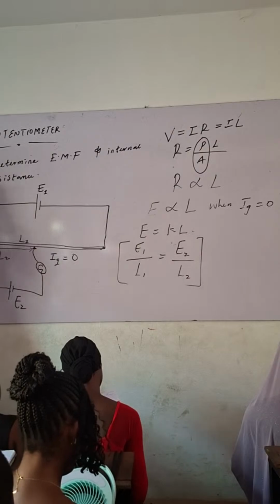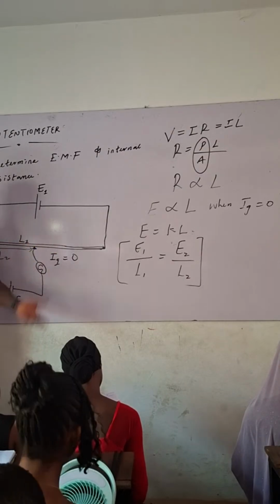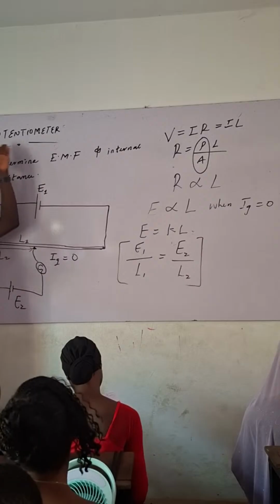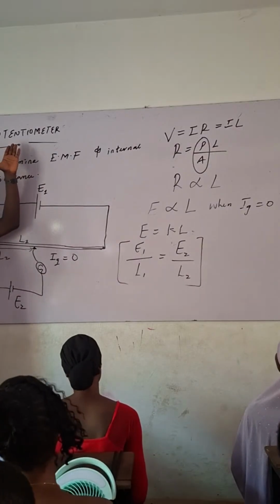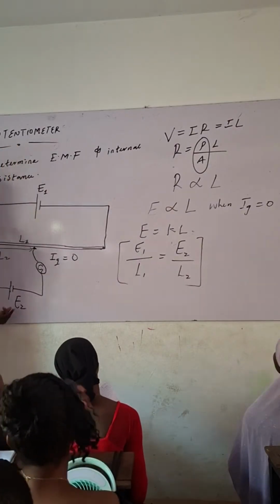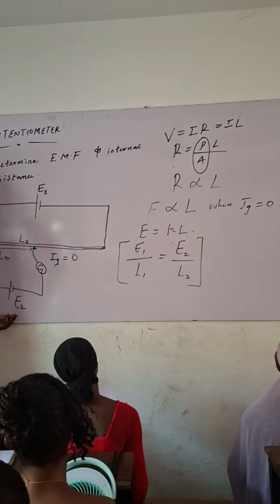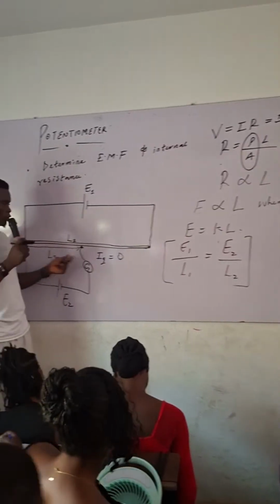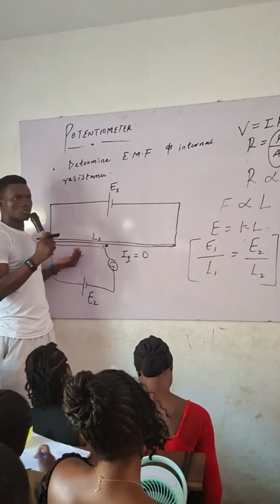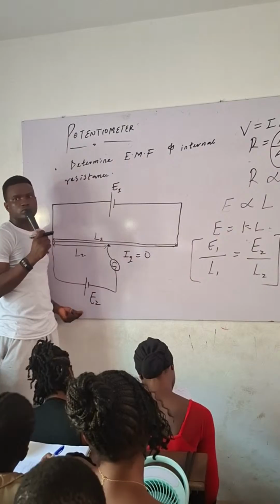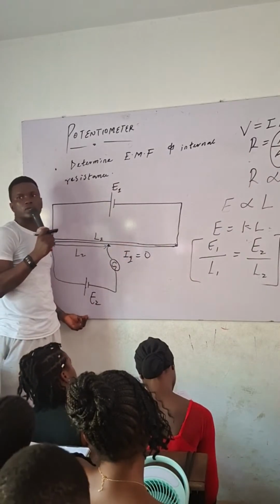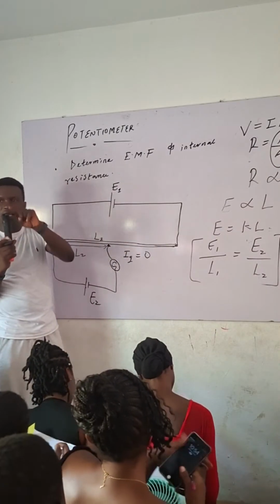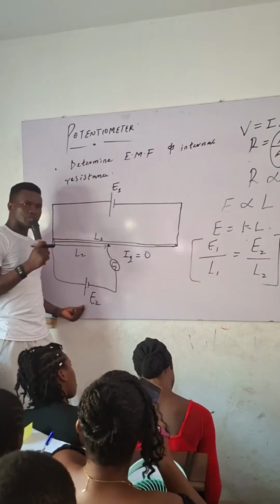There are 3 questions here now. Question 4: what do you use a potentiometer to do? To determine the EMF of a cell. So we want to know E2, we know E1, we know L1. Then when we start touching, we can put a ruler to measure L2. Then we do the calculations and we calculate E2.